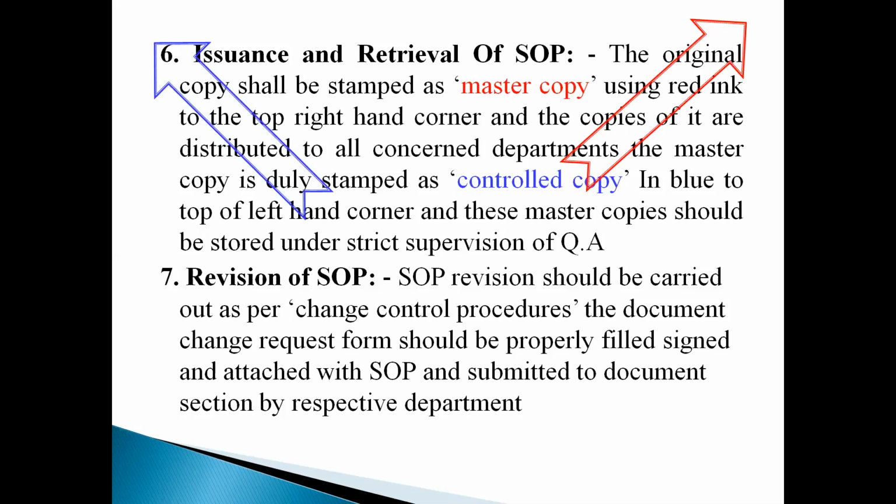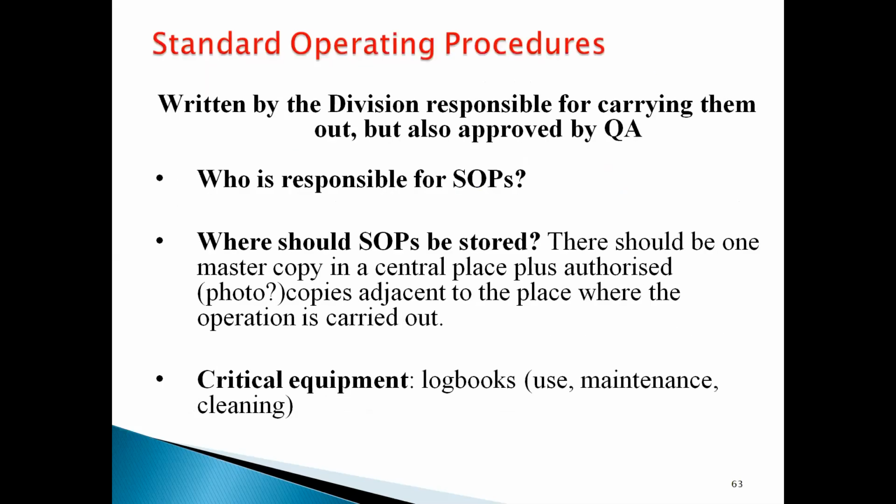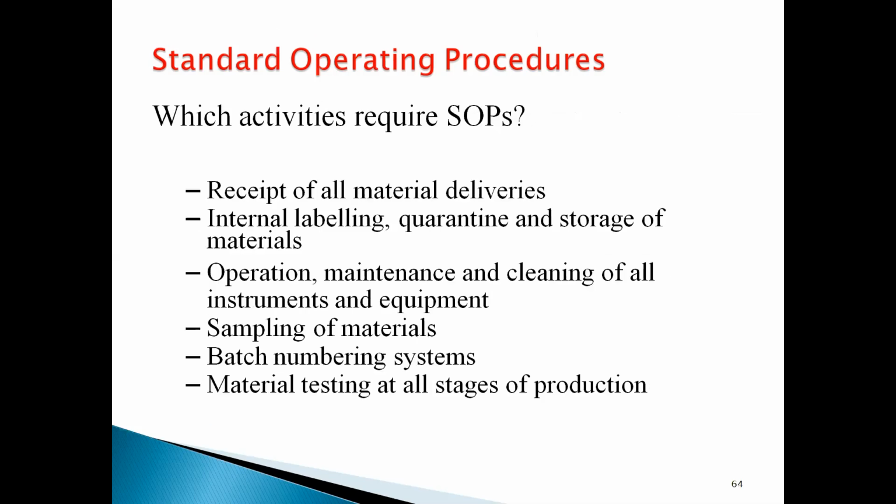See, this is how the document is. Master copy is red ink on the right hand side and blue ink on the left hand side for control copy. Then SOPs are written by the division responsible for carrying them out, but they also have to be approved by the QA. Who is responsible for SOPs? And where should SOPs be stored? There should be one master copy in a central place and authorized copies adjacent to the place where the operation is carried out, and photocopies. Critical equipment, that means logbooks, covering use, maintenance and cleaning.